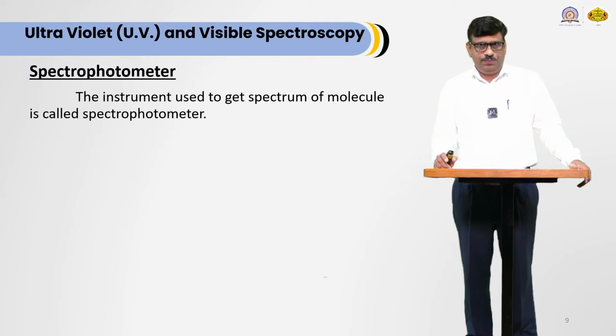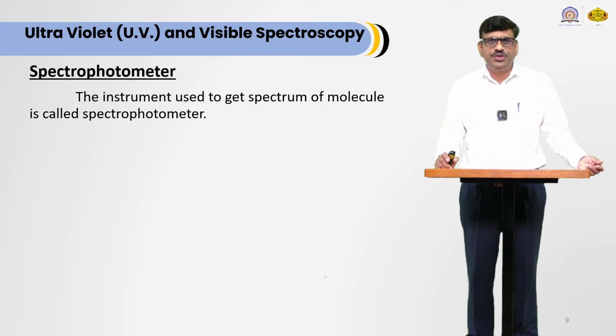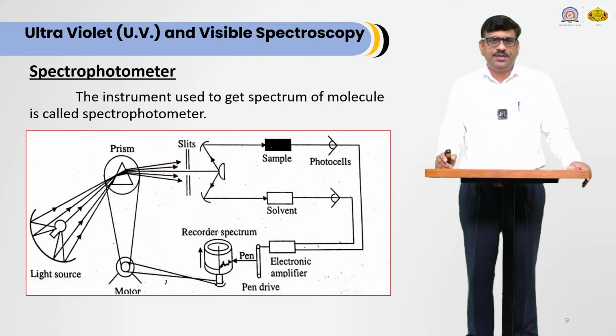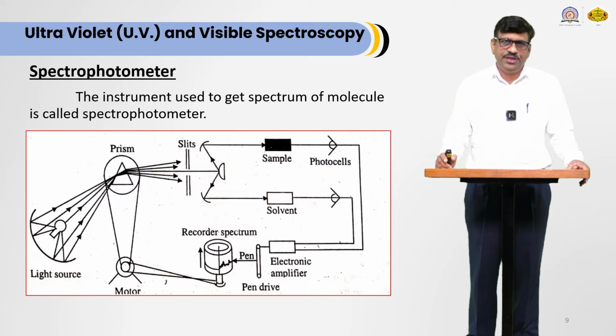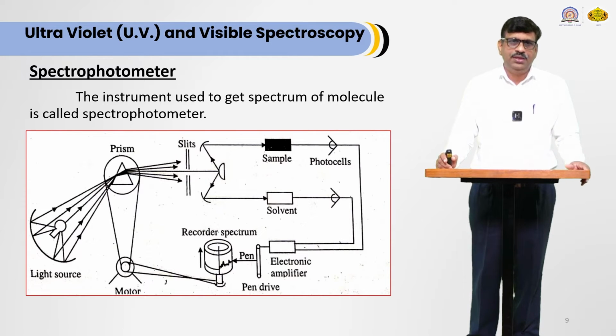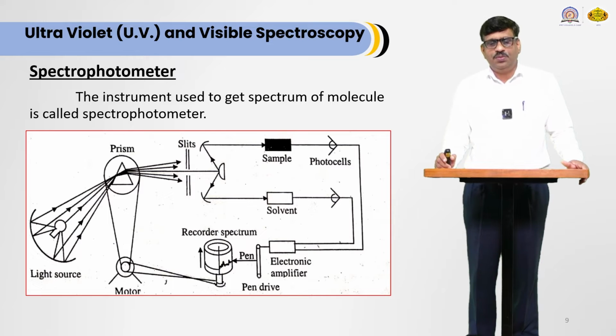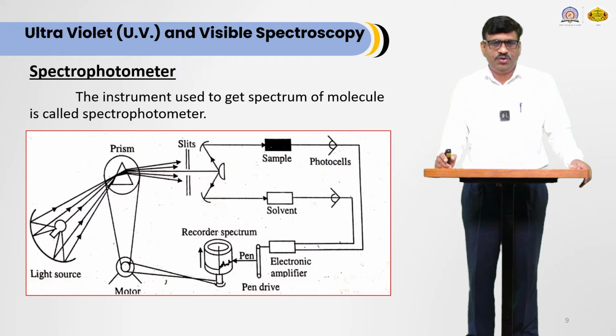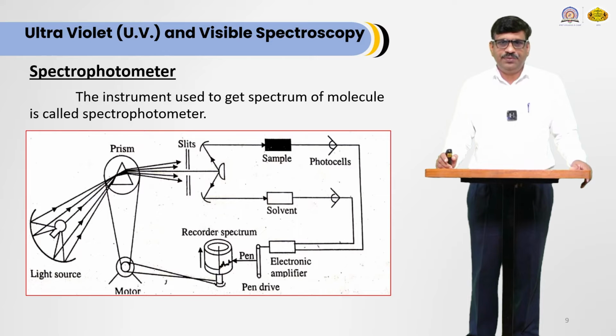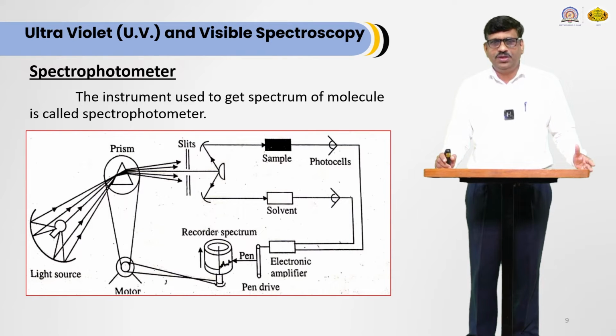Now the spectrophotometer. Spectrophotometer is the instrument which is used to get spectrum, that is UV spectrum or visible spectrum, and this is the diagram which shows different components of the spectrophotometer. There is light source, generally deuterium or tungsten lamp, that can be used as a light source. Then there is monochromator, prism or diffraction grating, that can be used as a monochromator. Slit is for controlling incoming radiation. The sample holder is generally a cuvette.